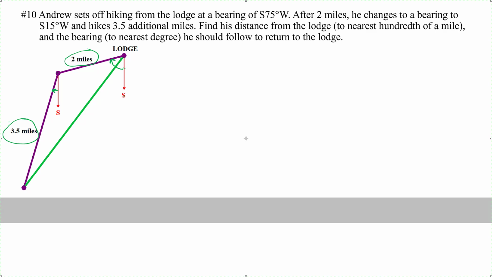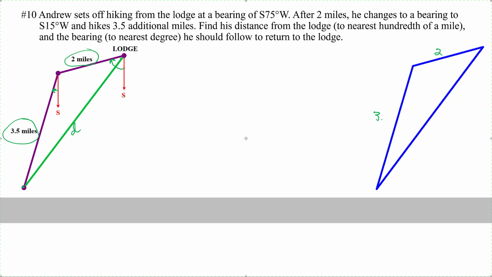And then what we want to do, first of all, is find his distance from the lodge, to where he ends up here. So let's just start with that and see what we can do. I added another little sketch here of the triangle by itself, which is useful for solving. On this triangle, let's put the 2 miles that we know, the 3.5 miles, and let's put our distance D. To solve for D, we're going to use the law of cosines.